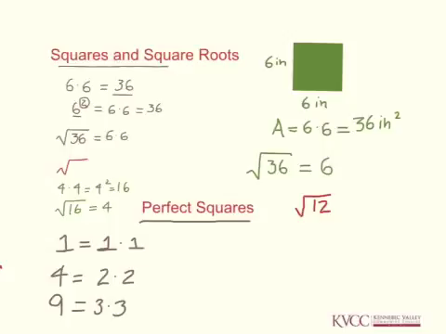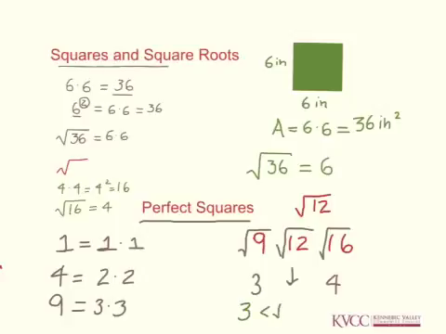We can approximate it, however, by looking at the perfect squares on either side of 12. 9 and 16 are the two perfect squares that 12 lies in between. And since the square root of 9 is 3, and the square root of 16 is 4, we can conclude that the square root of 12 must lie somewhere between the integer 3 and the integer 4.